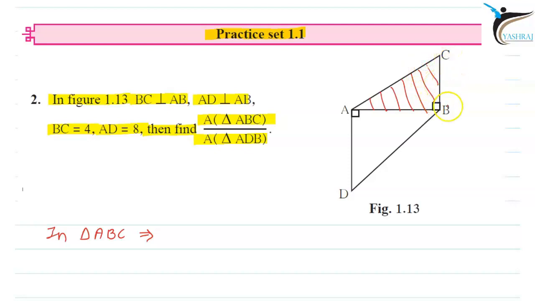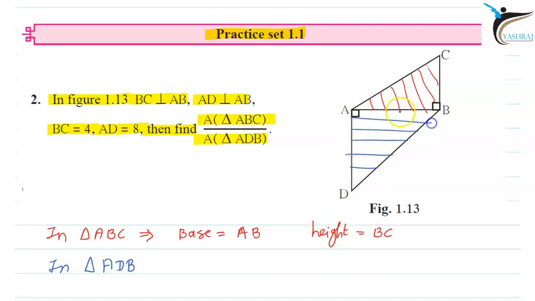Since BC is the perpendicular drawn on AB, AB becomes our base, while the perpendicular itself is the height. That means the height of the triangle is BC. Now look at the second triangle, ADB. Separate out that triangle by drawing the pattern in it, the lowermost triangle. Since AD is the perpendicular drawn on AB, AB becomes the base of triangle ADB, while the perpendicular itself is the height, that is AD.